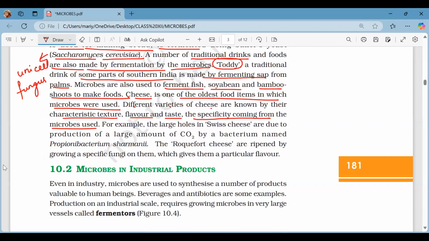For example, Swiss cheese is the kind of cheese which has a lot of holes in it. Why? Because a large amount of CO2 is released by the bacterium called Propionibacterium shermanii. This is the name of the bacteria used to make Swiss cheese. Then the Roquefort cheeses are ripened by growing a specific fungus on them, which gives them a particular flavor. There are many cheeses in the market that smell terrible, but they are of great economic value, and they smell terrible because of the different microorganisms that are used.